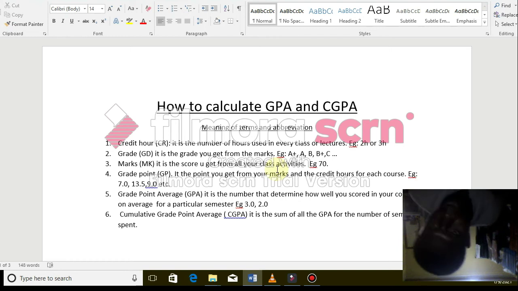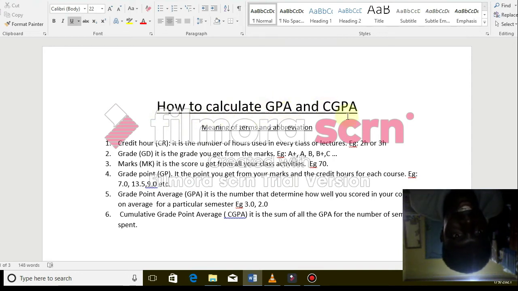Let's begin without wasting much time. First of all, before we calculate the GPA and the CGPA, we need to understand certain terms or certain abbreviations before we can start calculating it. So over here, you can see the heading is how to calculate GPA and CGPA. So let's look at the terms, the meaning of the terms, and some of the abbreviations.